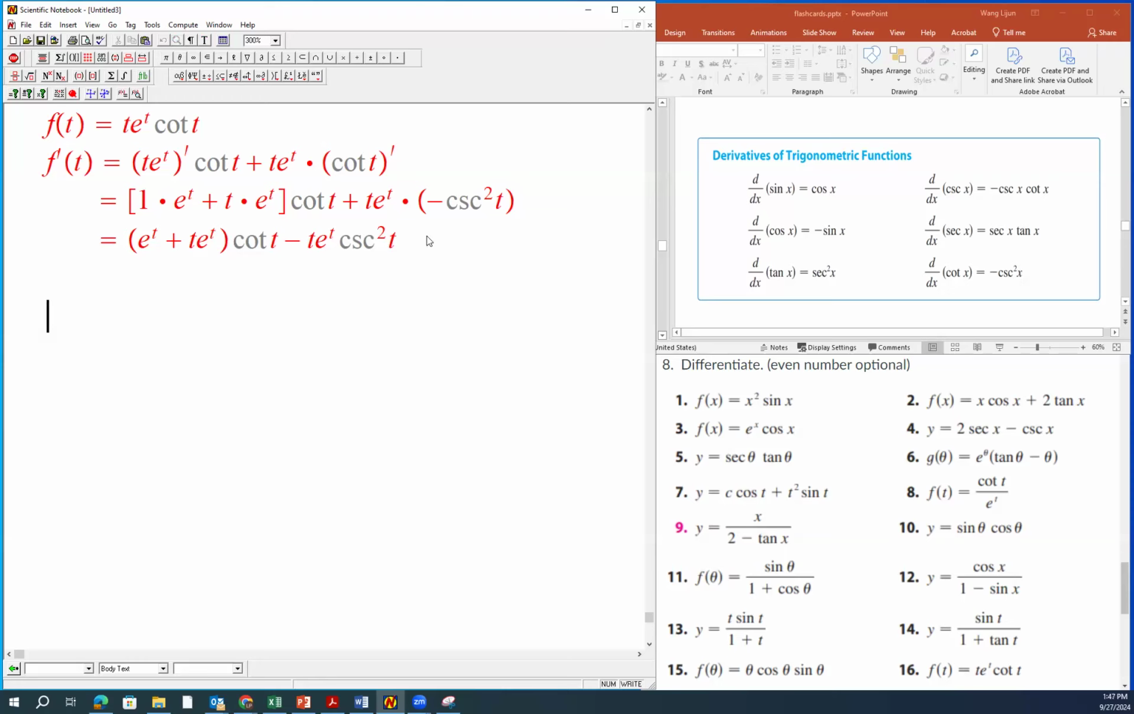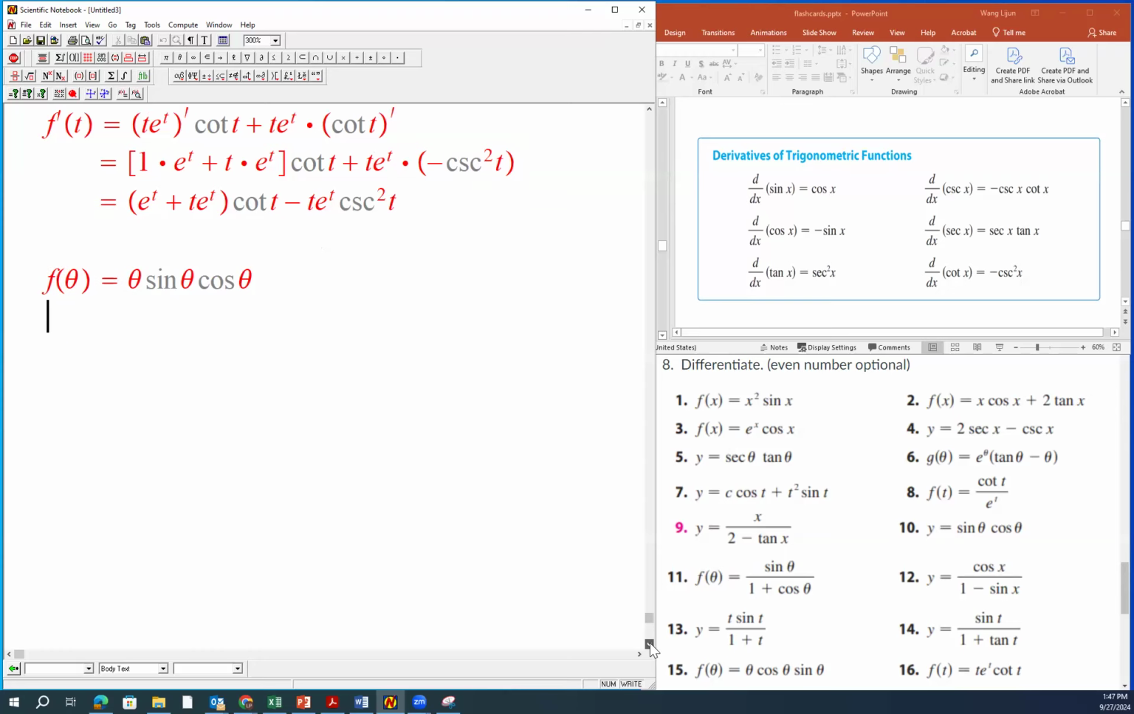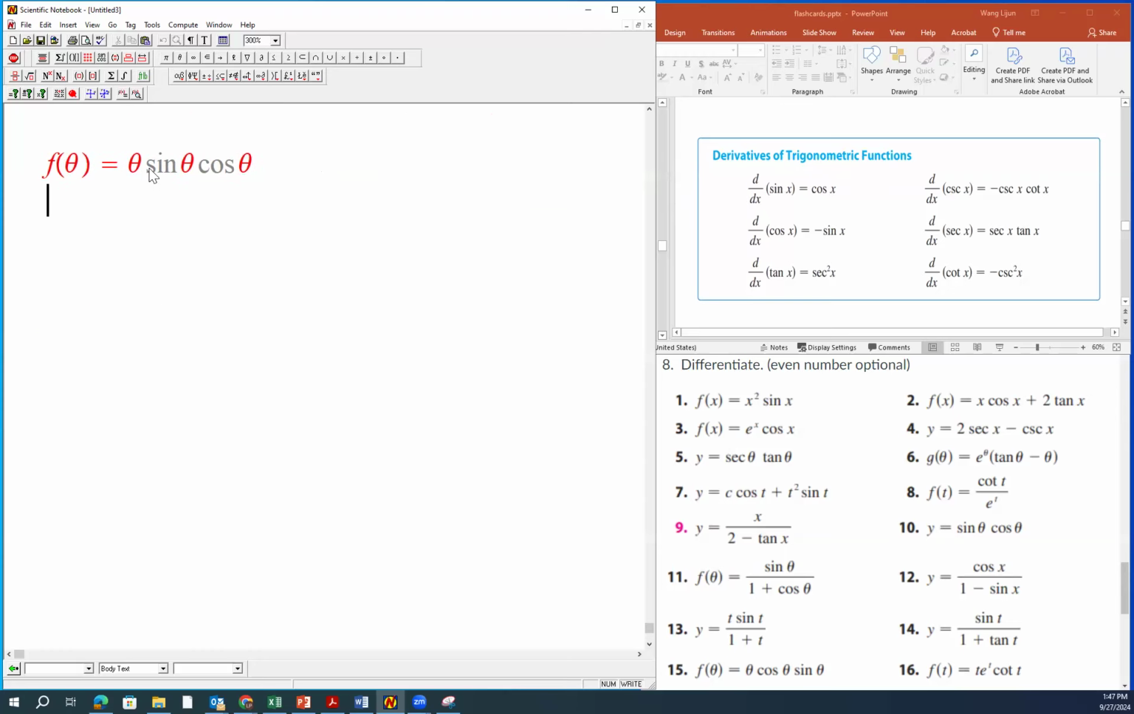Okay, so last but not least, I promise you I'm going to do 15. So f of theta is equal to theta sine theta cosine theta. Okay, we have 3 terms this time. But this time we can get around it. We don't have to use the method we did earlier, because we have a trig formula.